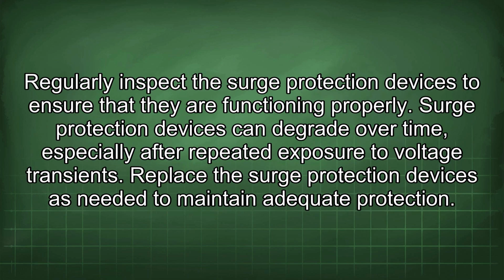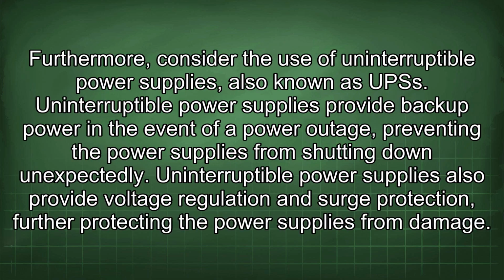Regularly inspect the surge protection devices to ensure that they are functioning properly. Surge protection devices can degrade over time, especially after repeated exposure to voltage transients. Replace the surge protection devices as needed to maintain adequate protection. Furthermore, consider the use of uninterruptible power supplies, also known as UPS. Uninterruptible power supplies provide backup power in the event of a power outage, preventing the power supplies from shutting down unexpectedly. Uninterruptible power supplies also provide voltage regulation and surge protection, further protecting the power supplies from damage.